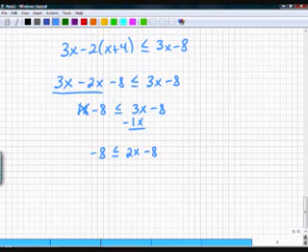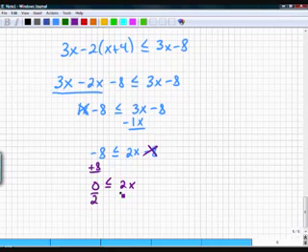Tommy, what's next? Good job. Move my minus 8 over here and make it plus 8. Well, what is that? 0 is less than or equal to 2x. A lot of people would stop there and put something to the effect of no solution. No, we've still got a solution. Just keep going. Dakota, what's next?